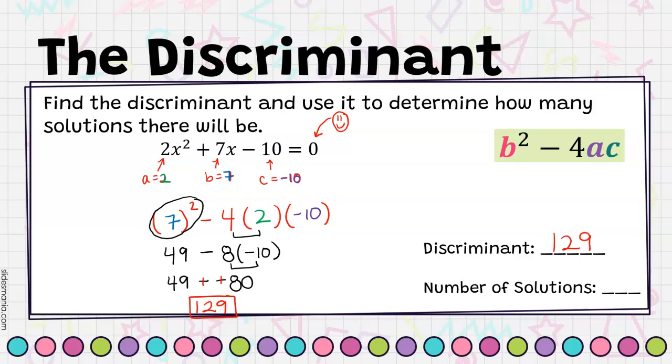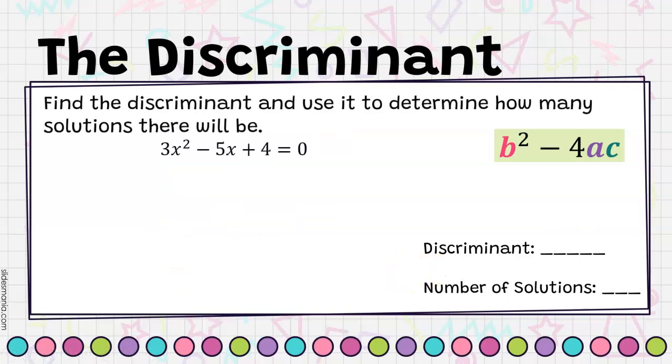129. What does that tell me about how many solutions I have? Well, because my discriminant is positive, I end up getting 2 real solutions. Now again, if you didn't like the method of doing all that mental math, you don't have to do that. You can plug all of that straight into your calculator to get the answer.